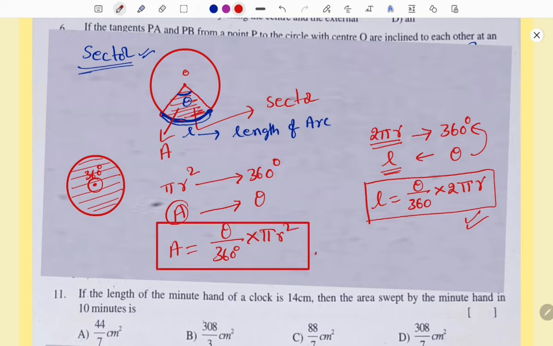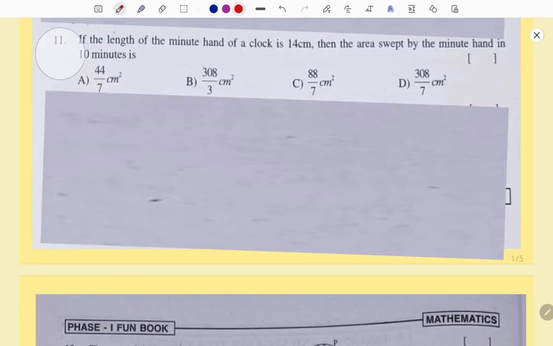Okay? So the area of the sector is theta by 360 into pi r square, and the length of the arc L is equal to theta by 360 into 2 pi r. So keep these formulas in your mind. Okay? Right. Now see that 11th question.